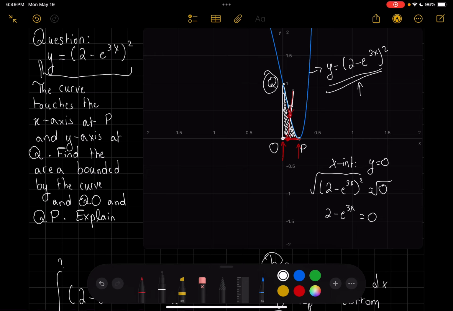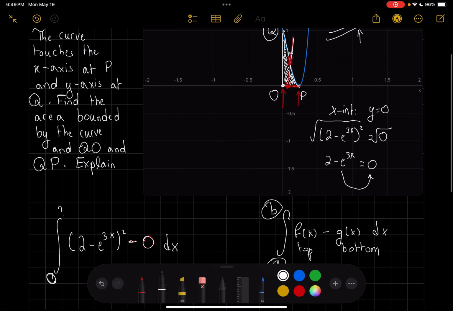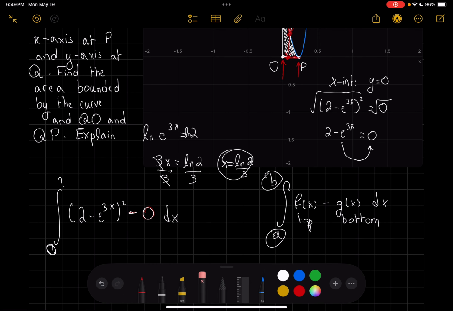Now just send the minus e to the power of 3x to the other side. You're going to get e to the power of 3x equals 2. Now, in order for us to eliminate e, we need to put ln on both sides. So ln and e will cancel each other. Then you will get 3x equals ln 2, divided by 3 on both sides. So x equals ln 2 over 3. So the value of this x over here is going to be ln 2 over 3.